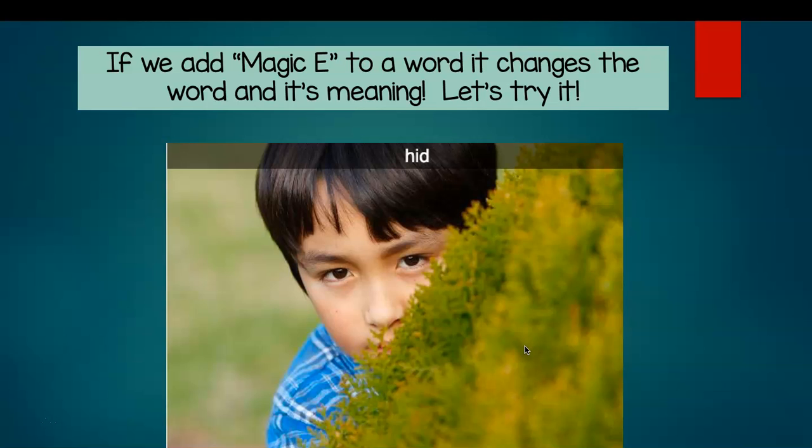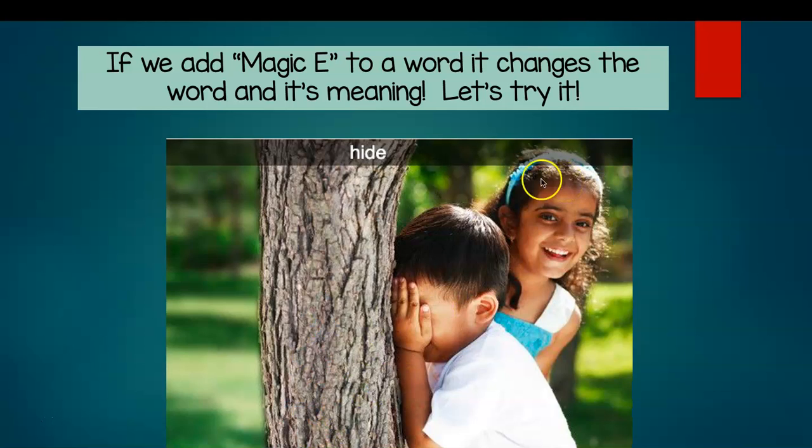All right, so when we add magic E to words, it changes how you say the word, but it also changes its meaning. So here's the short I word. What word is this? H-id. Hid. The little boy hid behind the bush. But if we add an E at the end, like this, it changes the way that we say it, and what it means. What word do we have now? Hide. Good job. They're playing hide and seek.